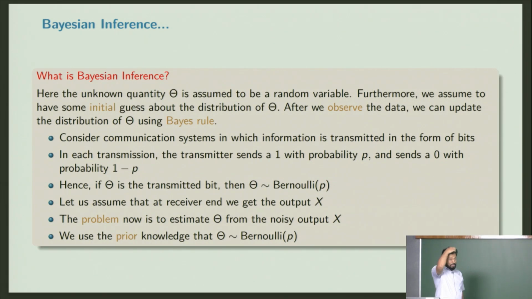On the other hand, we have Bayesian inference. Here the unknown quantity theta is assumed to be a random variable itself. And furthermore, we assume some initial guess about the distribution of theta. So in short, Bayesian uses some prior, and classical inference doesn't do that.